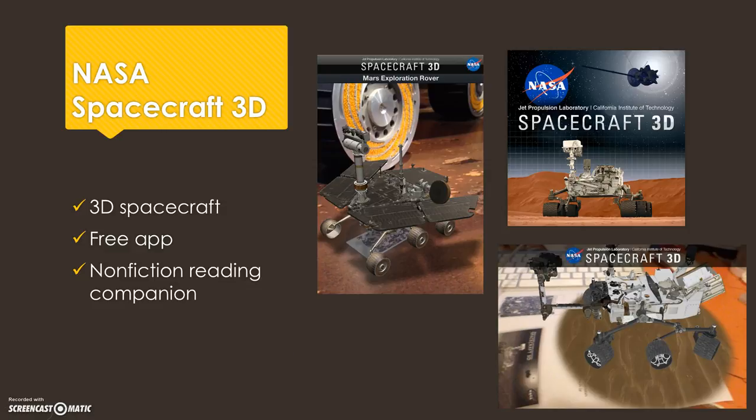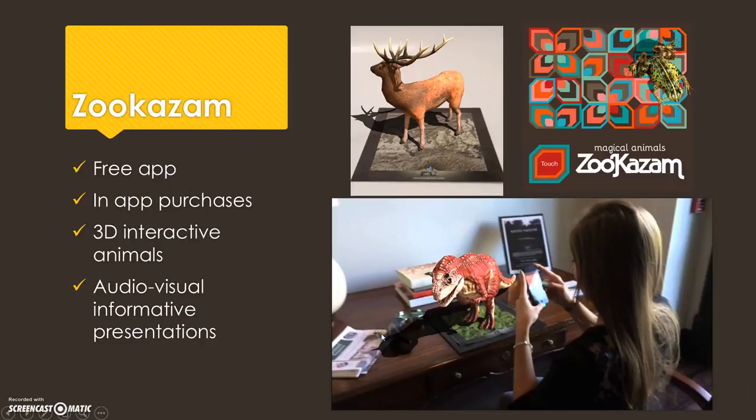NASA Spacecraft 3D is also free. It's a free app, and it actually is a great idea for a nonfiction reading companion. So for the Mars exploration rover, there's actually an excellent nonfiction book out there right now. And how great would it be for students to then be able to scan the target and actually take a look at that Mars rover in 3D. It actually puts it on their desk, and they can zoom in and look at that. And it actually includes all different types of spacecraft that they have used recently.